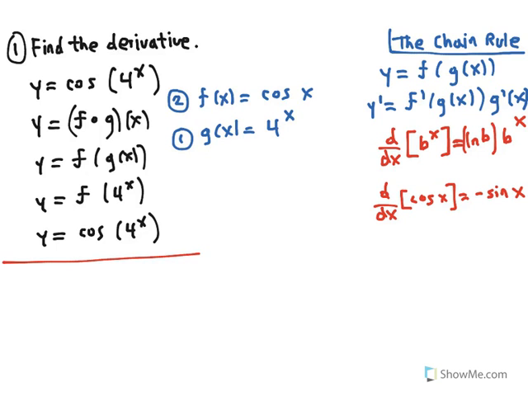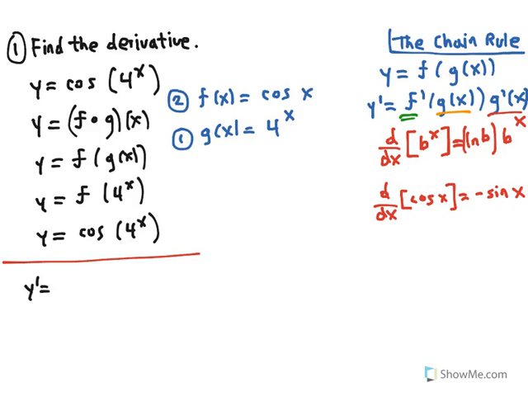With this, we're ready to find the derivative of the function y is equal to cosine of 4 to the x. The inside function, or the first function, is 4 to the x, and the outside function, or the second function, is cosine of x. So using the chain rule, we begin by taking the derivative of the outside function, evaluate it at the inside function, and then we multiply by the derivative of the inside function.